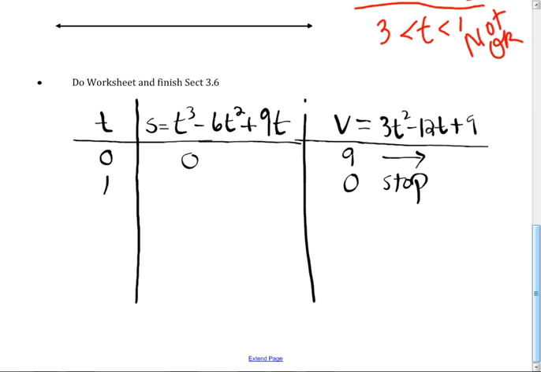Where are you at 1? So you put 1 in here, 1 minus 6 plus 9 is 3. And the next place it stops is going to be at 3, right? So this is also 0. It stopped.